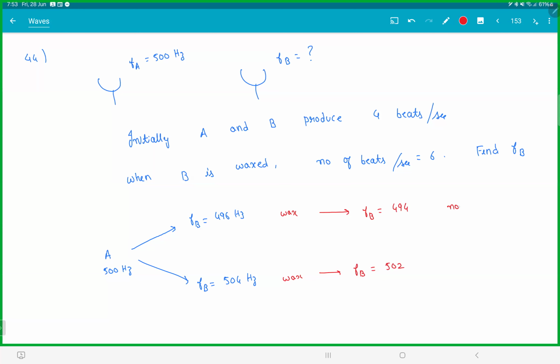So in this scenario, you will get the number of beats as 6, which is right. In the other case, the number of beats should have been definitely less than 4. So that is wrong. So my answer is 496. Therefore, initial FB is 496. So always you get 2 options, 496 or 504, you need to check. Is this clear, everyone?